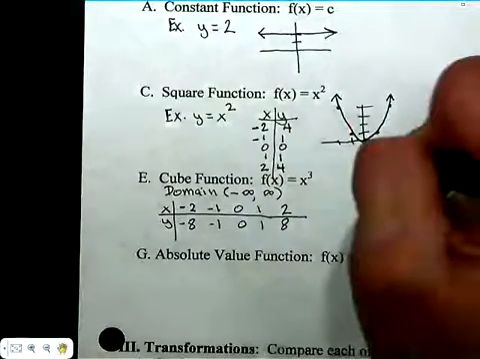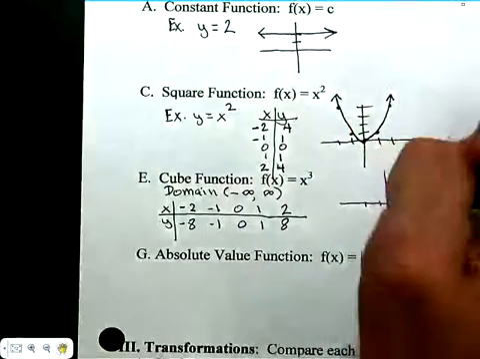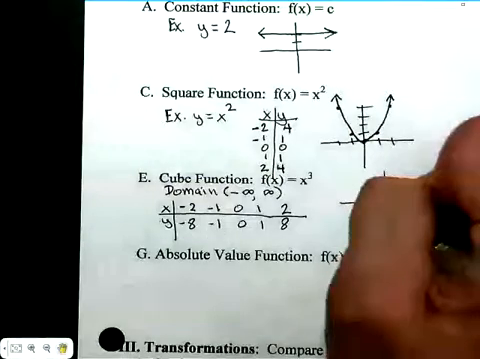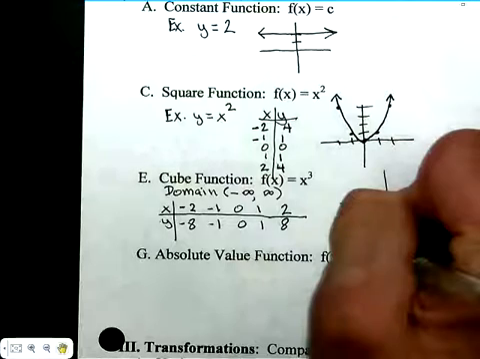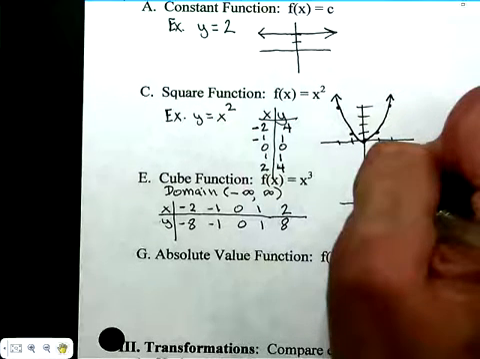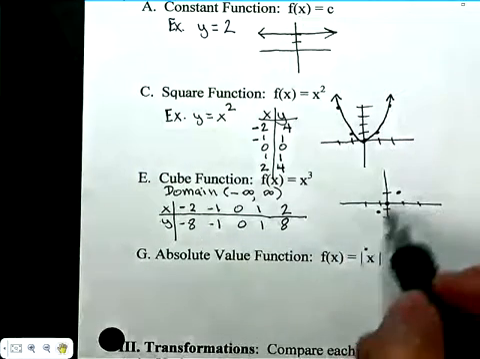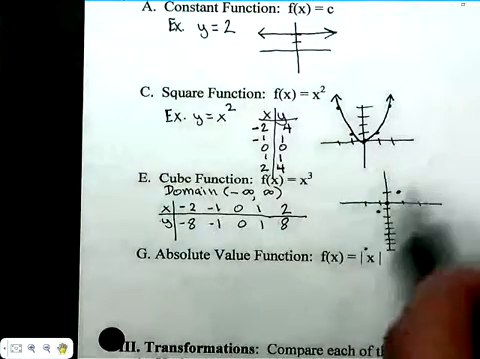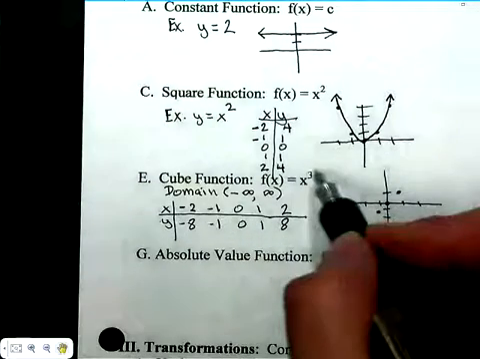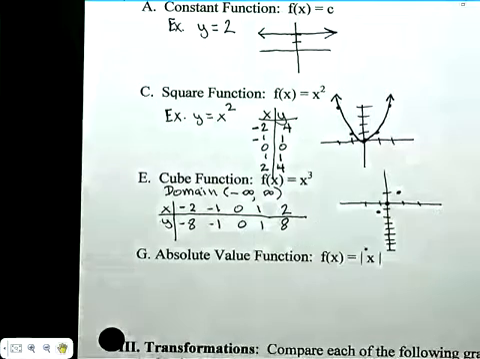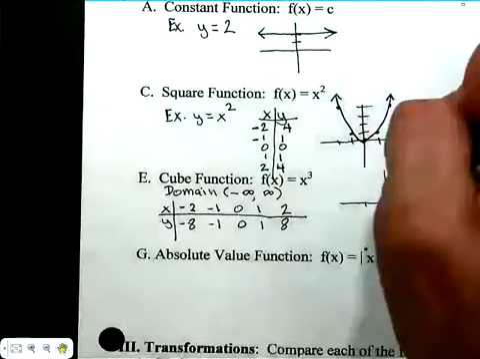So what does this look like? Negative 2, negative 8; negative 1, negative 1; 0, 0; 1, 1. Ooh, look, if I only graphed those 3 points, I could put a straight line through them. I could think that was a straight line, but I know it's not because this is not a linear function. Then 1, 1, and 2, 8. It's going to be up here somewhere.